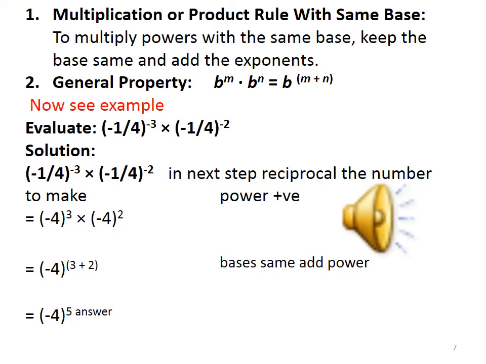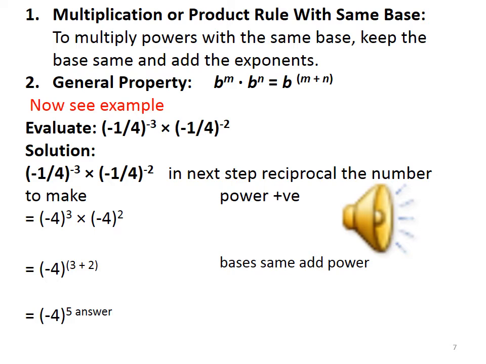What I have to do, because I have not seen any rule according to negative power, I am going to reciprocal my value minus 1 over 4. It means I am going to change 4 up and minus 4 down. My minus 3 will be positive.